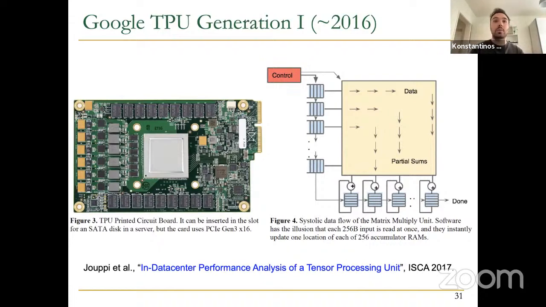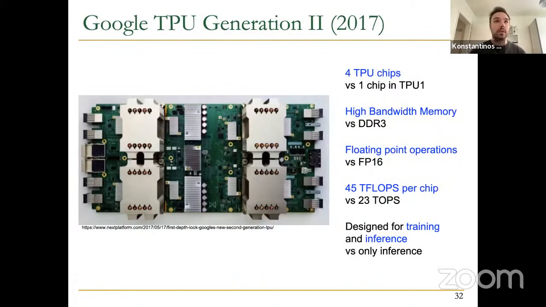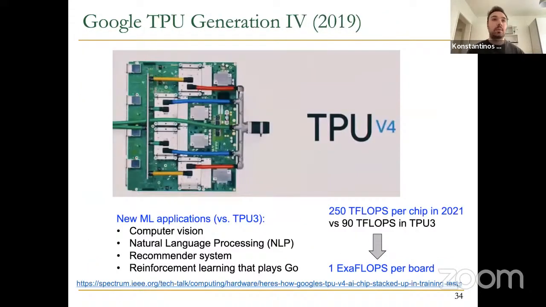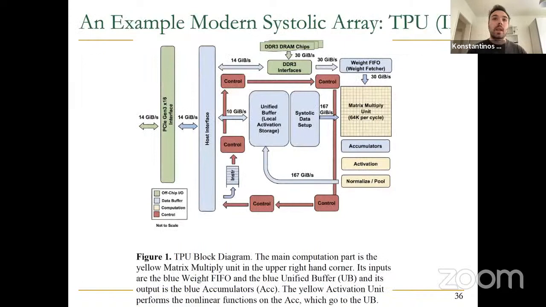And they introduced a new chip so that they can run neural network inference and training much faster and with higher energy benefits. And they released the second generation of the TPU, where they also introduced the concept of high bandwidth memory. They increased the bandwidth of the memory, and they also enabled training. And then they released multiple new versions every year to support more applications and increase the amount of computation that they can perform, etc. So that's an example of a modern systolic array.